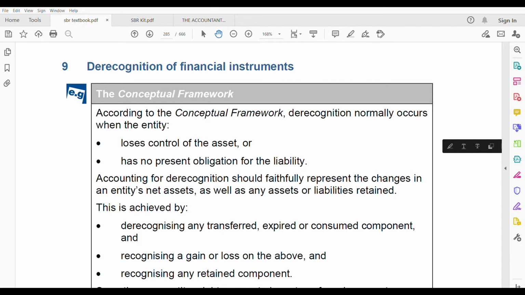So conceptual framework, we always have to refer to the conceptual framework whether it comes to recognition or derecognition. Okay, so according to the conceptual framework, the derecognition normally occurs when the entity loses the control of the asset. That time you derecognize the asset, or has no present obligation for the liability. You derecognize the liability. So for asset, it means you are losing control, and for the liability, no present obligation.